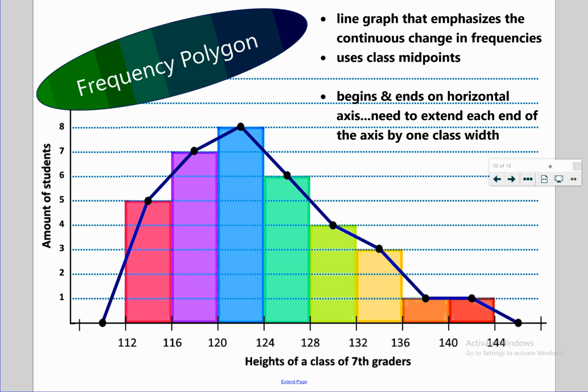Okay. So we're going to use class midpoints. We're going to create a line graph, and it begins and ends on our x-axis. We're going to extend by one width in either direction to make sure that happens. So we're extending to the left before our data has started, so we can ensure that's a 0 frequency. And then we're extending to the right after our data has ended. So again, we can ensure that's a 0 frequency.